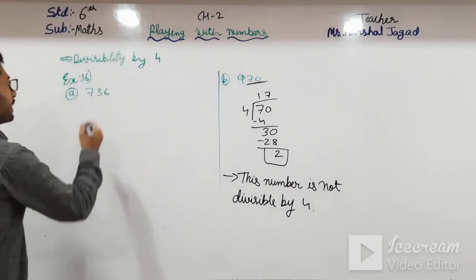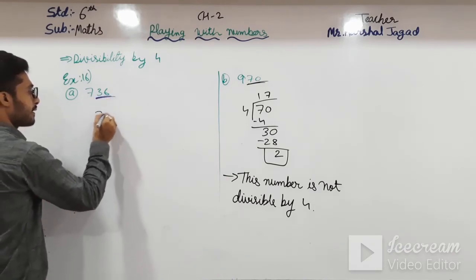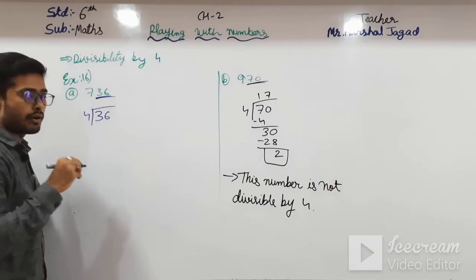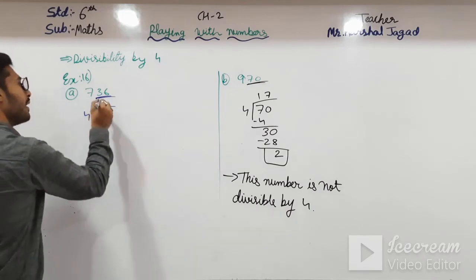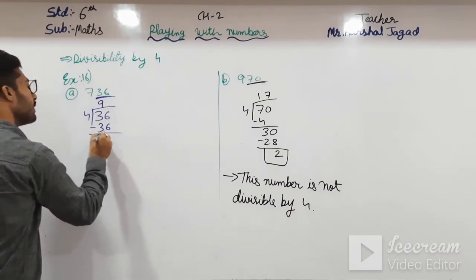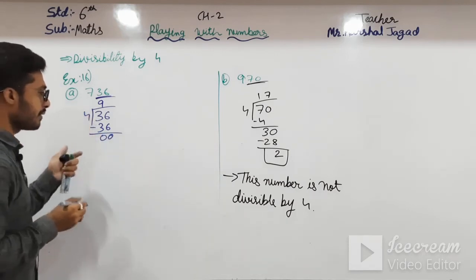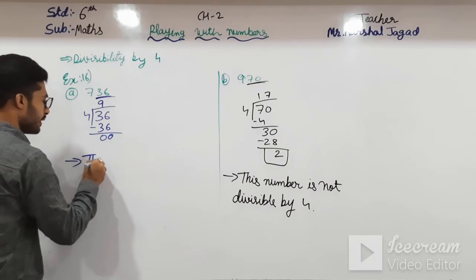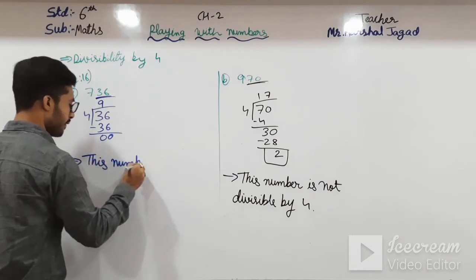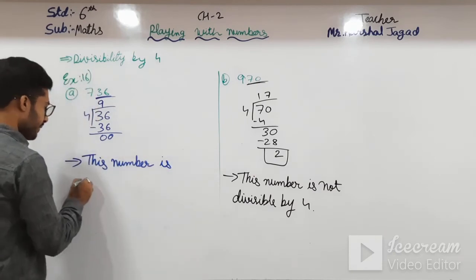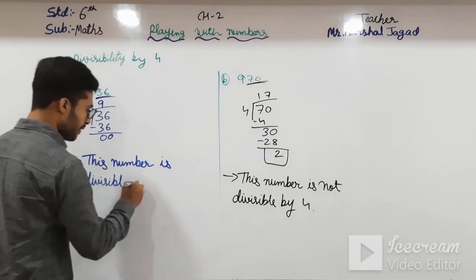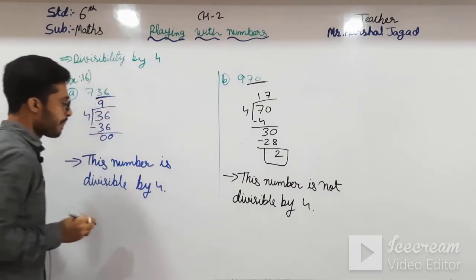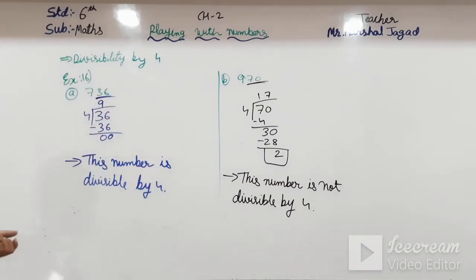Now going towards 16a, here 36. Let us see whether 36 is divisible by 4 or not. 4 9s are 36. Okay students, yes, it is divisible by 4. Then we have to write that this number is divisible by 4. Okay students, if you have to note this down, you can note it down.